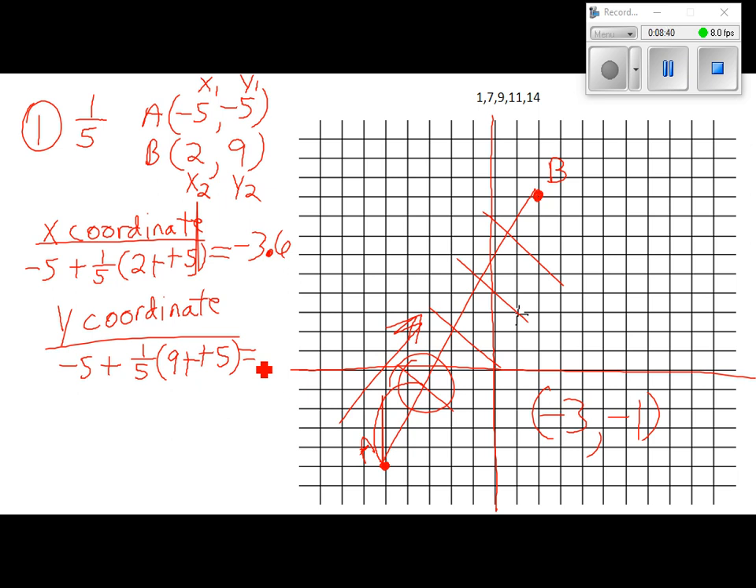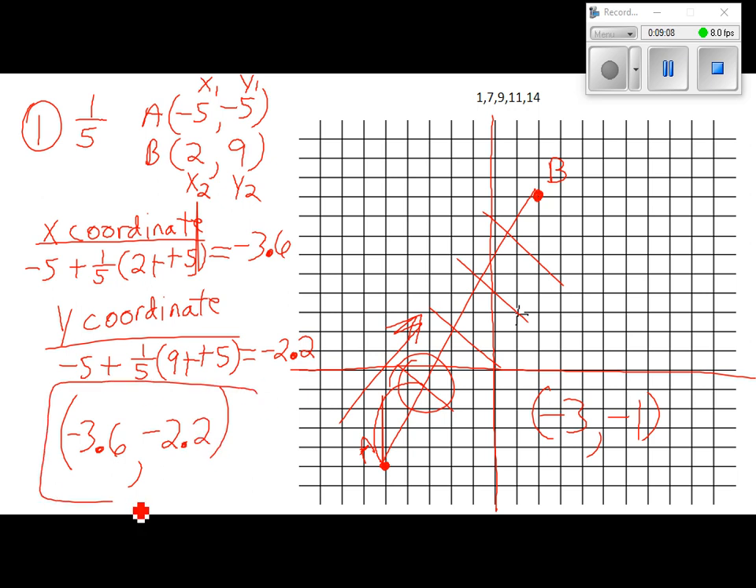What'd you come up with? -2.2. Anybody else get that? Now, somebody explain my answer to me. How should I write it? Am I just going to leave it that way and that's my answer? No, you've got to put it into an ordered pair. What's my first number? -3.6. What's my second number? -2.2. Make sure you write that down on your paper, along with this work. That's your answer.